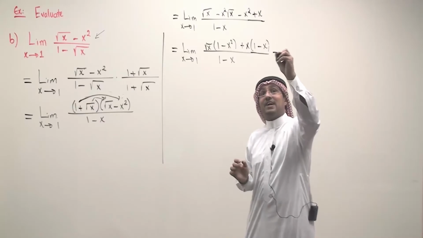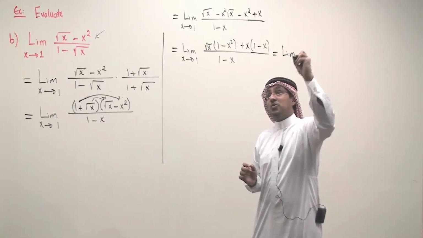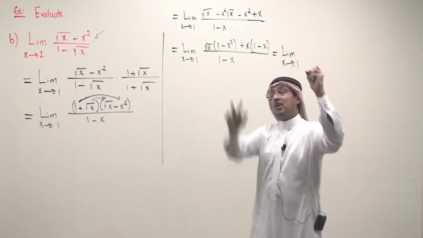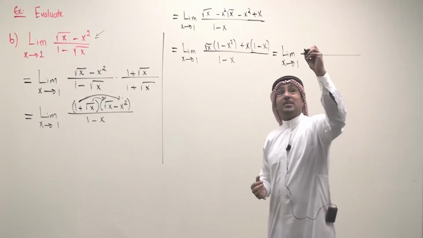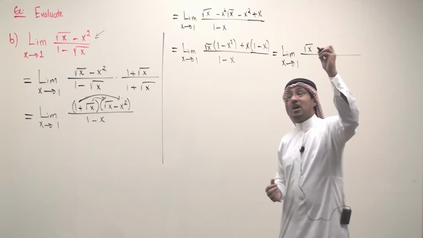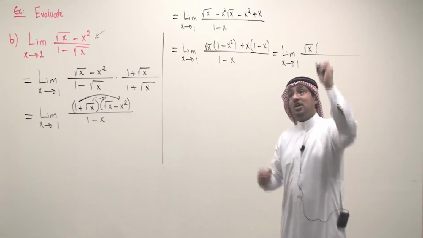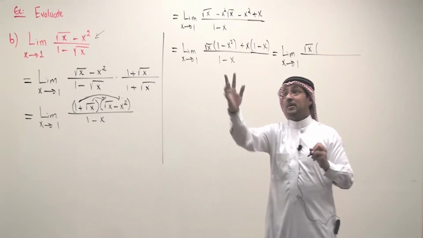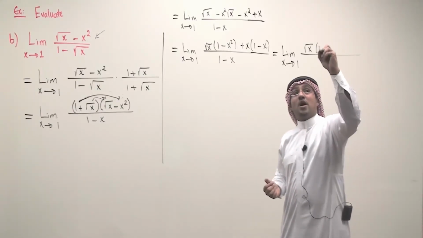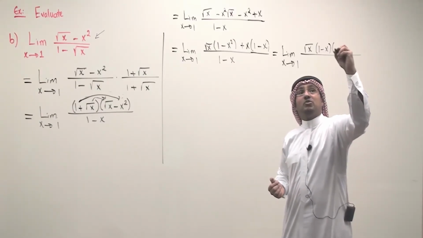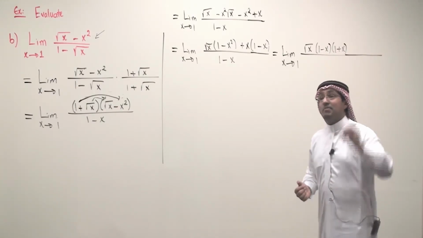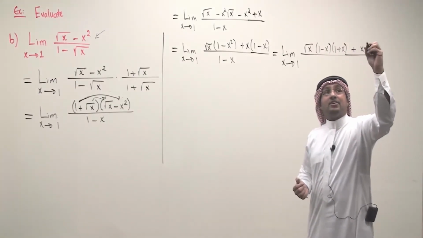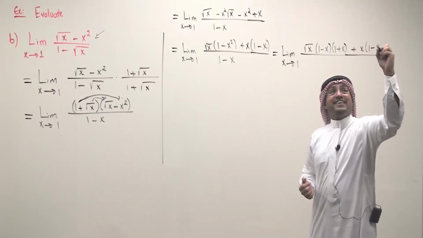So I can factor, look here, I have it in 1 minus x squared. Let me just factor that out. So this is square root of x times the 1 minus x squared, which can be written as 1 minus x times 1 plus x. Isn't it? Plus x times 1 minus x.